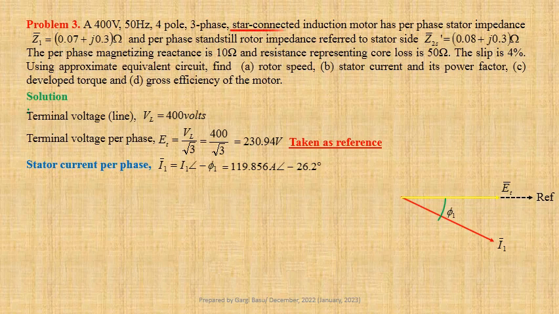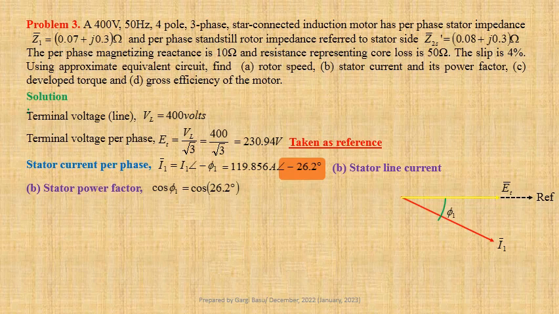For star-connected induction motor, stator current per phase equals stator line current. Let us now determine stator power factor. Cos phi 1 equals cos of 26.2 degree, that is equal to 0.897 lagging.